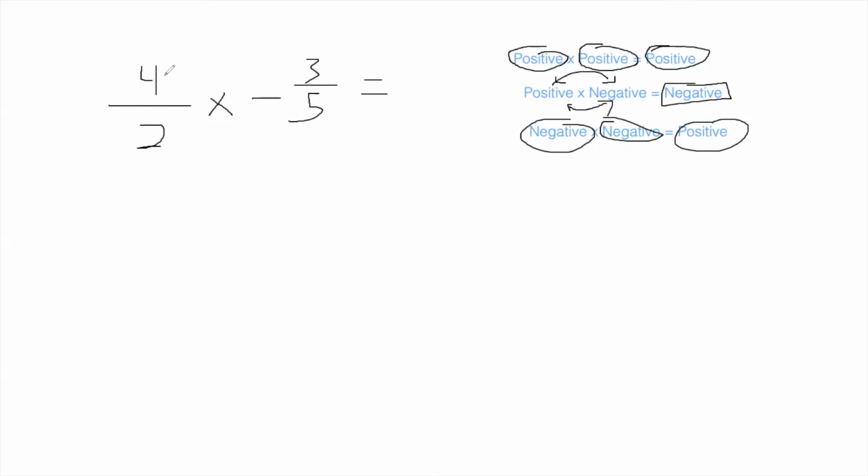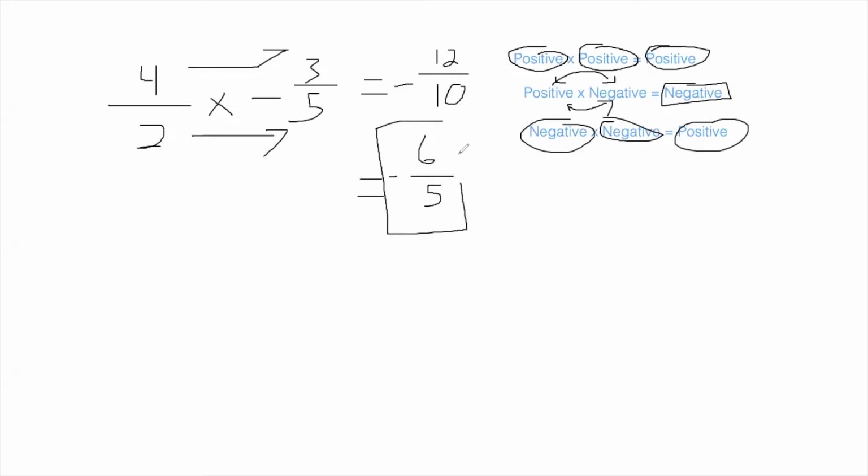So in this case, you have 4 over 2 times negative 3 over 5. They're two different signs, so I already know that the answer is going to be negative. 4 times 3, remember, because we're just multiplying across, is 12 over 2 times 5, which is 10. So it's a negative 12 over 10. The only other thing we can do is simplify both by dividing by 2. So that'll be 6 over 5, and the answer is still negative.